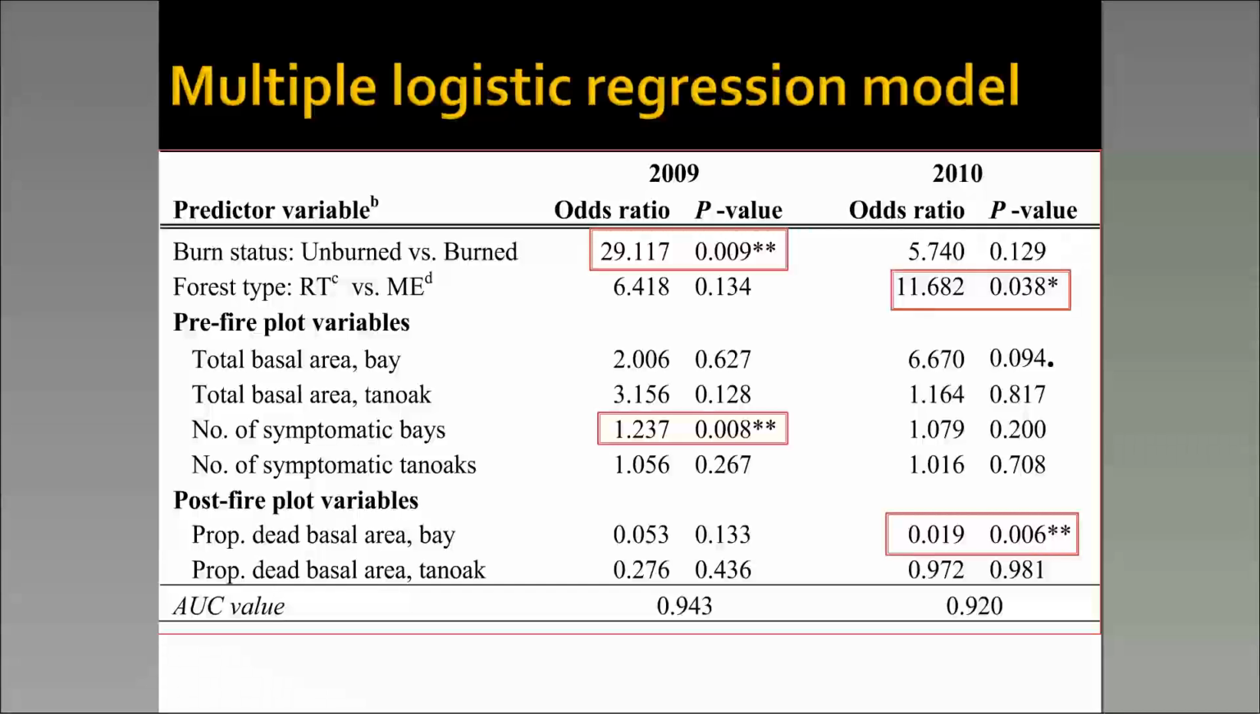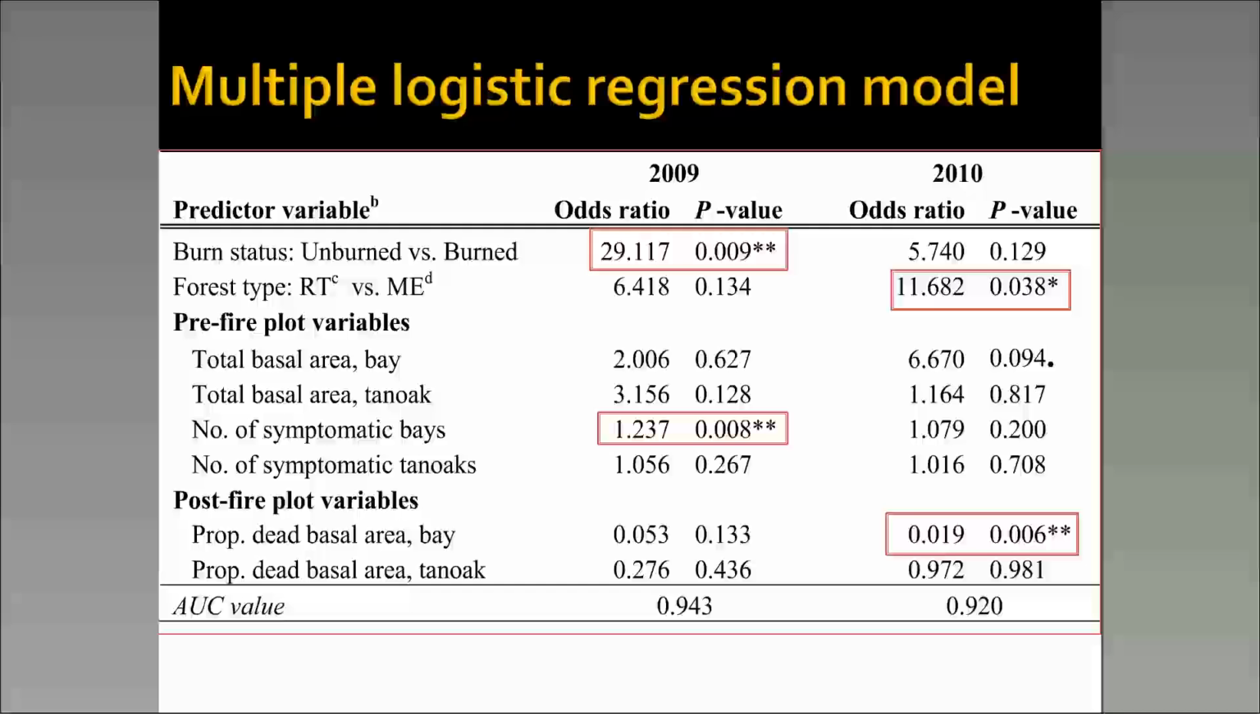So what we found in 2009, burn status, whether a plot was burned or unburned, was very significant in determining whether the pathogen was there, not surprising. And we also found that of all these other variables that we put in there, the number of symptomatic bay laurels that were in the plot prior to the fire was also a very significant predictor variable. So what the odds ratio can tell us, and the odds ratio is calculated on output parameters from these logistic regression models, they can kind of help us gauge what the impact of those factors were on pathogen recovery.